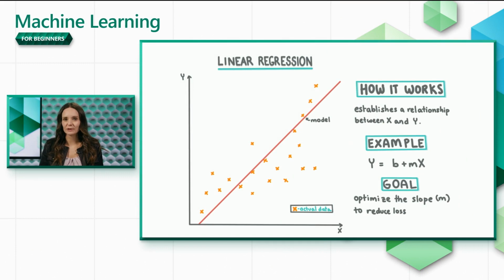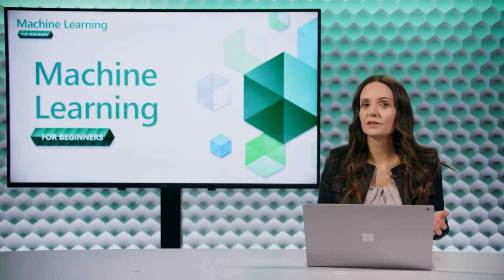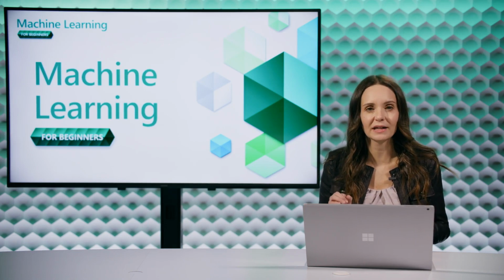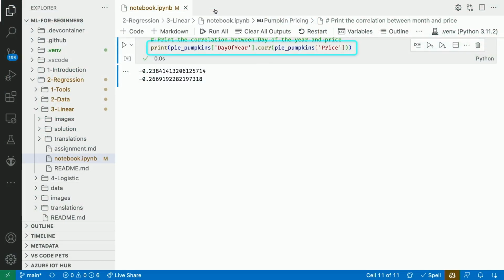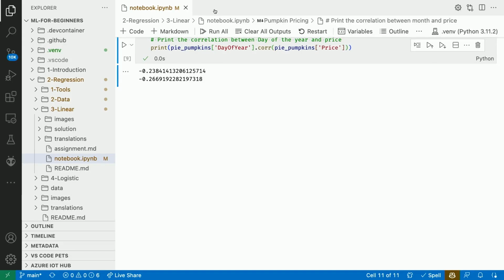Let's try a linear regression model first. Our goal is to predict the price of a package of pumpkins given the day of the year. If you watched our previous video, you saw that we filtered our data frame to contain only pumpkins of variety pie type, and we calculated the correlation between the day of the year and price to be minus 0.27. Let's see if we have enough correlation to create a meaningful linear regression model.